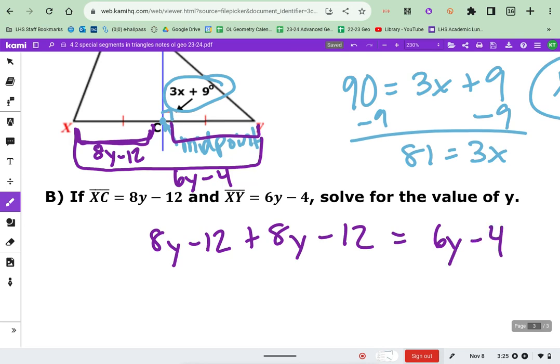So this is a two-step equation. Wait, so you know that they're equal, so both sides are equal because it's a bisector? Yes, and bisectors go through the middle. Okay.